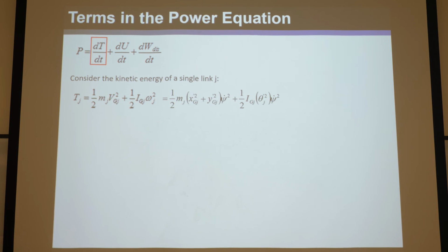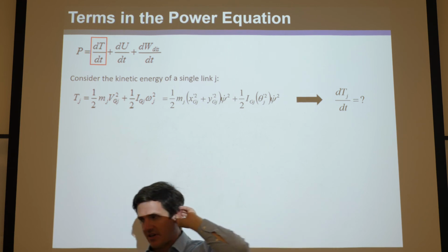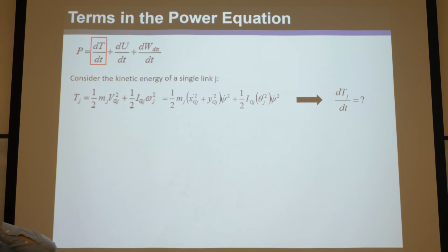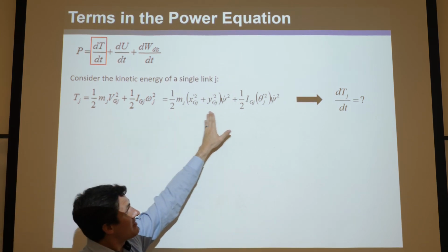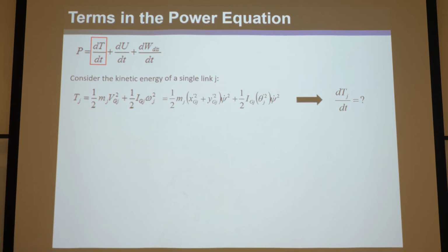So the question then is, in the power equation, it's not just Tj, it's the derivative of T with respect to time. So what is that? Well, can you take the derivative of this? That's probably the hardest derivative you'll ever take in this class. And let me give you a hint.